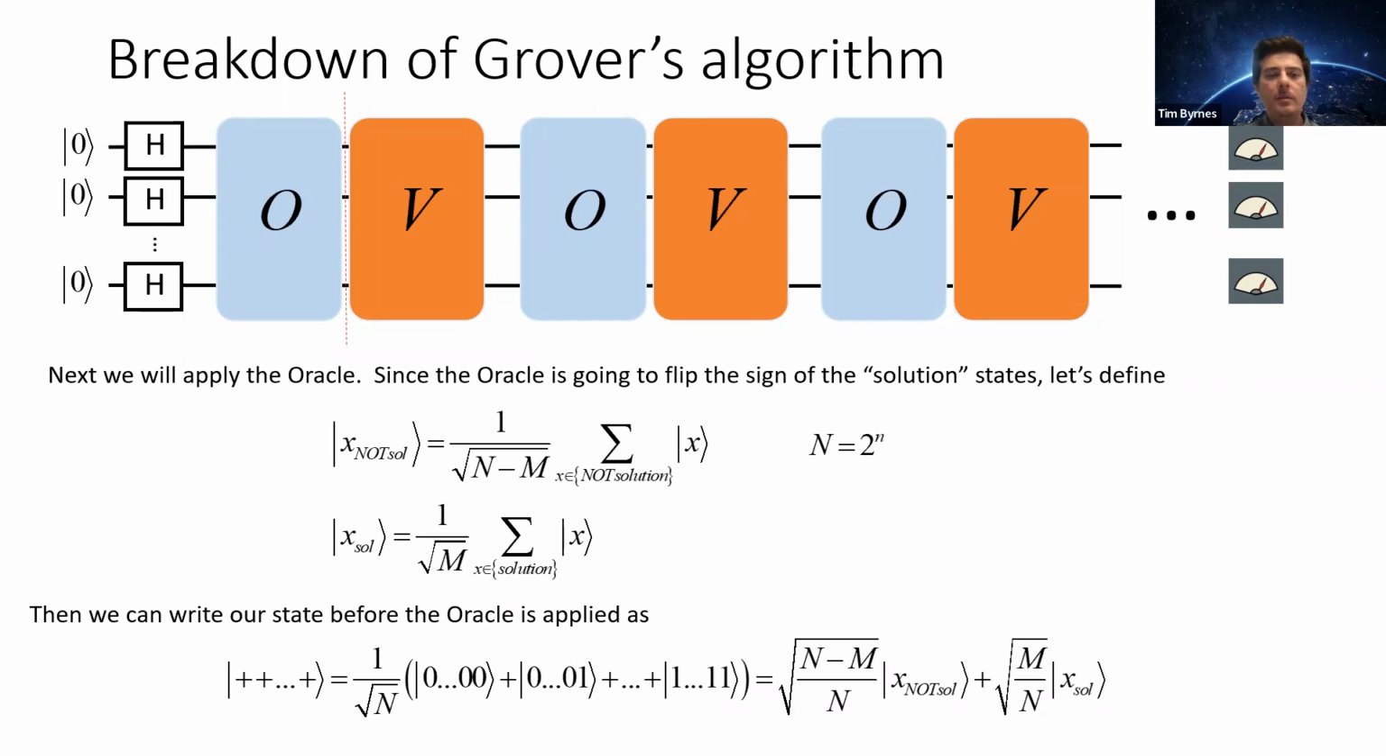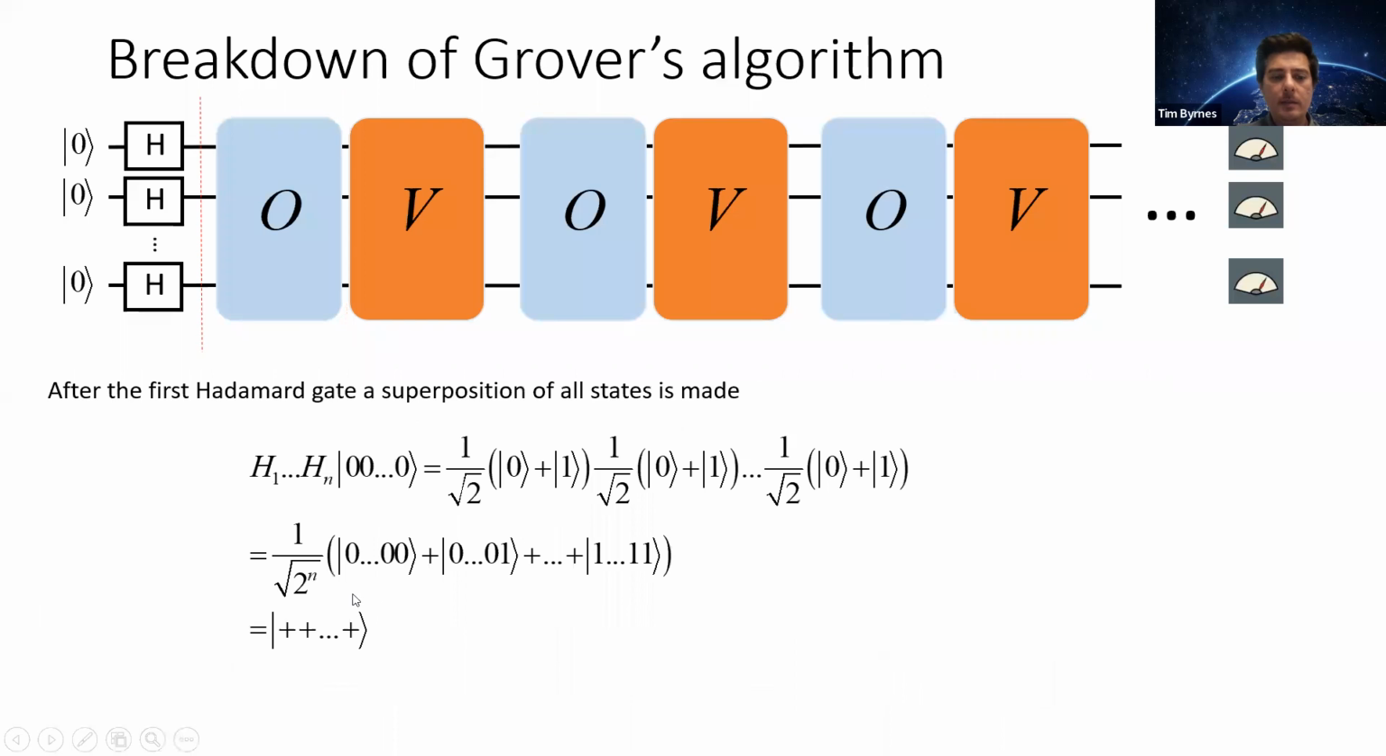So for example here, we're starting with all the possible potential solutions. And basically what it does is, after this first oracle, it's going to flip the sign of one of these. So imagine this one, 0, 0, 0, 0, 0, 1, is one of the solutions. It's going to flip that sign to a minus, and if there's only one solution to the whole database, then that's the only term that gets flipped.